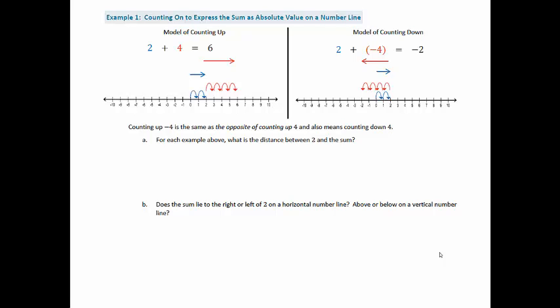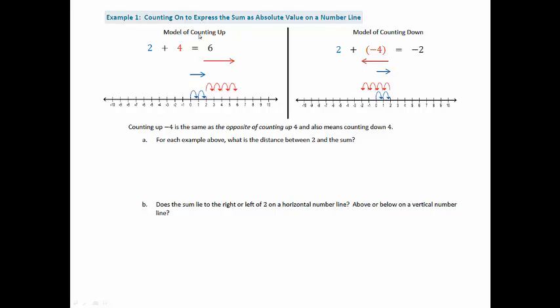In the first example, we're going to use counting on to express the sum as an absolute value on a number line. We're going to be looking at two different models, a model of counting up and a model of counting down. So the first sum is 2 plus 4, and the second sum is 2 plus negative 4.